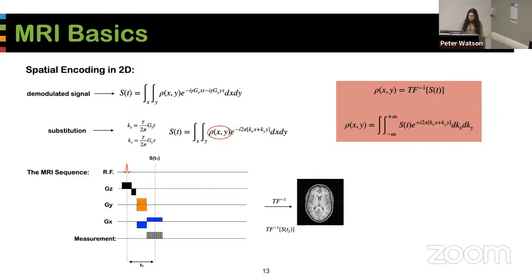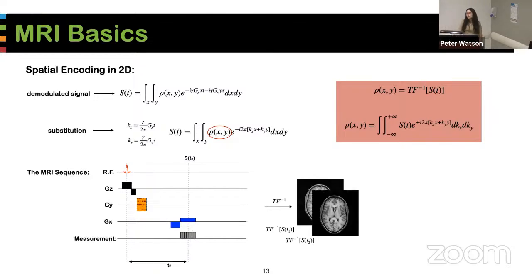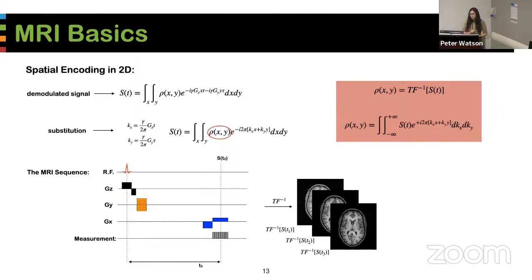So we can repeat this again, by waiting a little bit longer after that first RF pulse in order to measure our signals. Measure some signals, take the inverse Fourier transform, and get another image. And then we could try it a third time, so we get a third image.